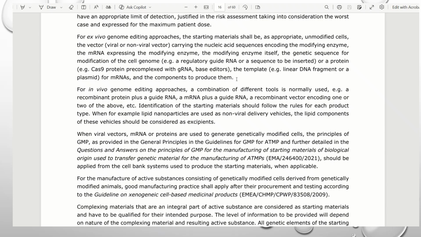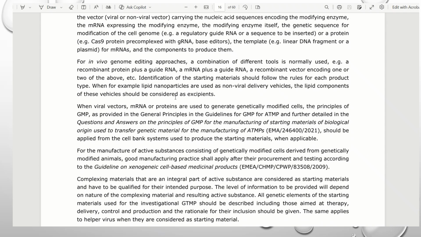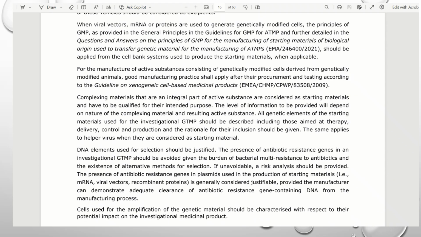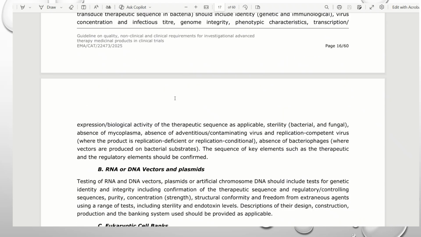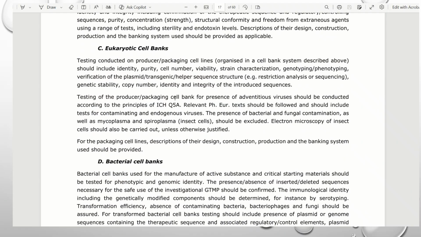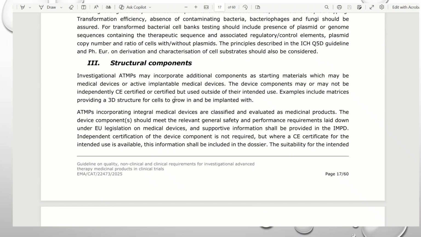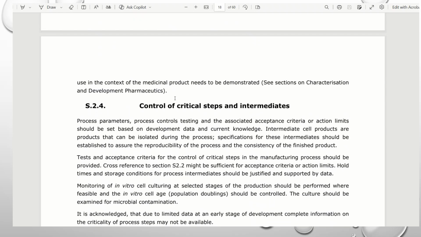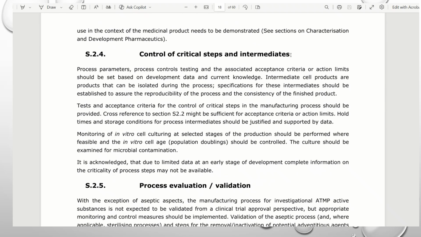So these are the initial cellular starting material, but the genetic modification, the genetic components that are required in order to genetically modify those cells in order for them to identify the target antigen to have their therapeutic effect. Virus seed banks. This is something that's important as well because you want to use that structural components. So these are for your control of critical steps and intermediates. So this is part of your control strategy.